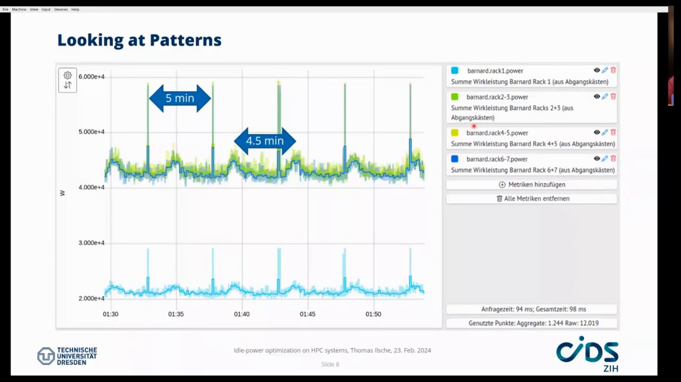And we see here this 5-minute pattern, but we also see some underlying signal here with 4.5 minute intervals. And this is perfectly synchronized among all the racks. So all of the nodes and all of the racks have these same patterns. And this also tells us there must be something that's correlated either through time or through global events. And network in this case is a global event.